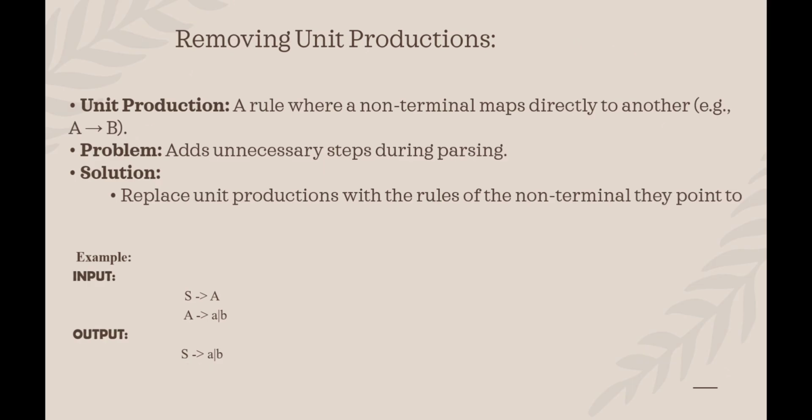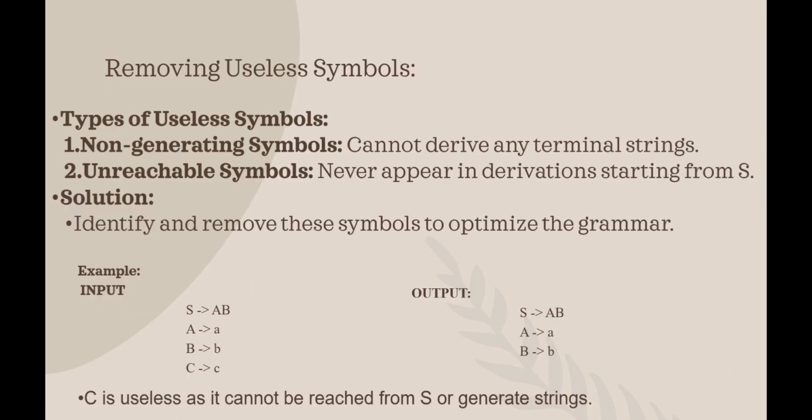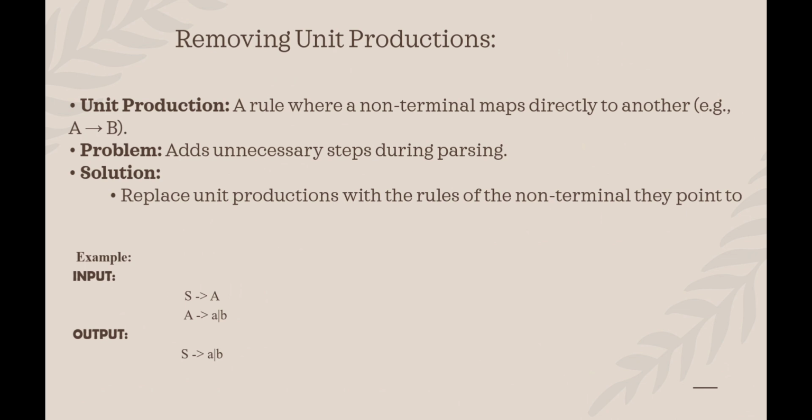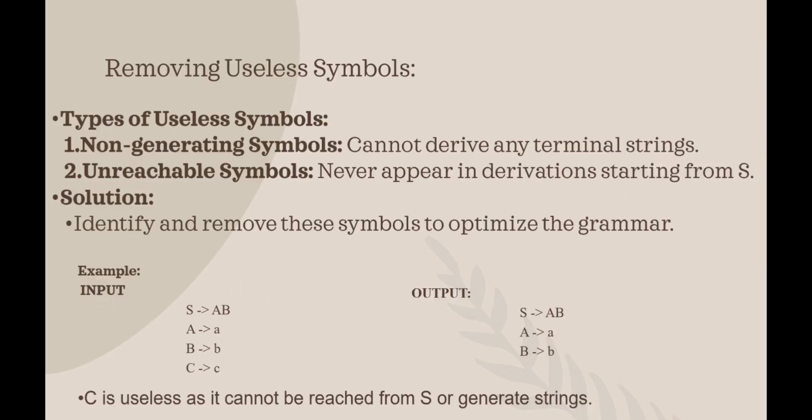Removing unit productions. Unit productions like A implies B were replaced with the rules of B to simplify the grammar. Here you can see the examples. Eliminating useless symbols. Symbols that do not contribute to string generation or are unreachable were removed. Here you can see the examples.